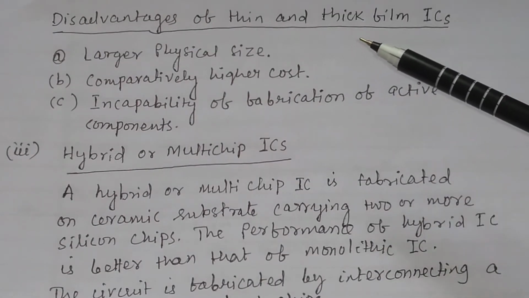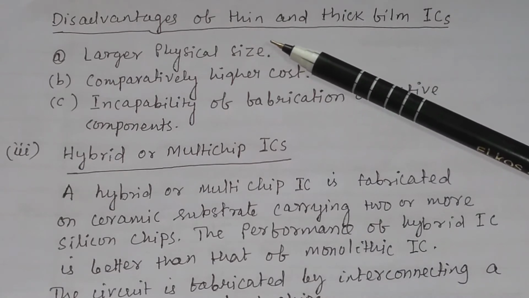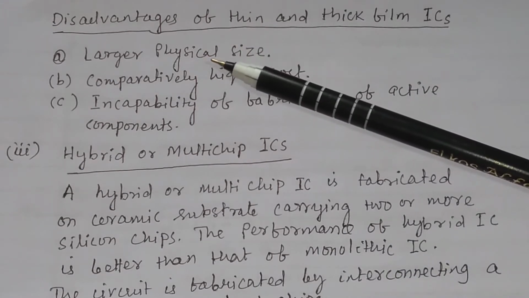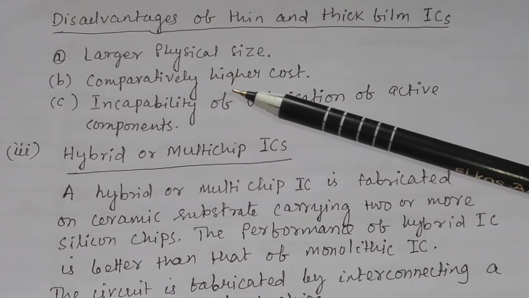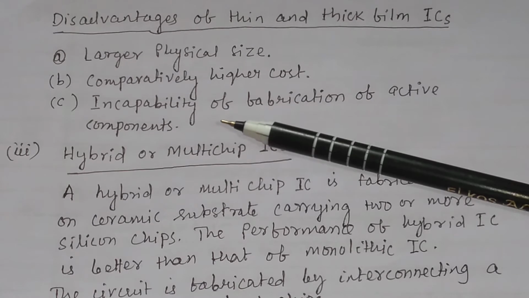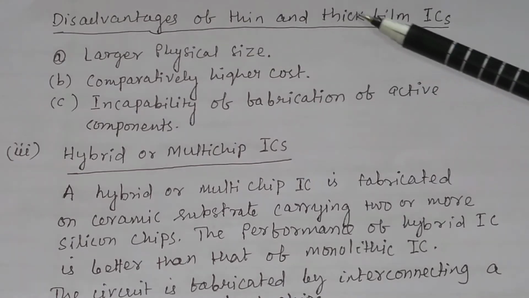And what are the disadvantages of thin and thick film ICs? The major disadvantages of thin and thick film ICs are the larger physical size, comparatively higher cost, and incapability of fabrication of active components. The active components cannot be fabricated in thin and thick film ICs.